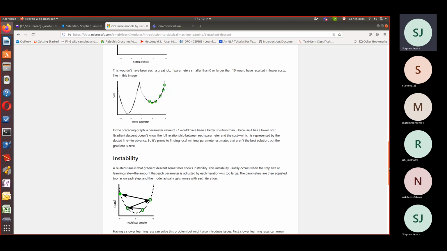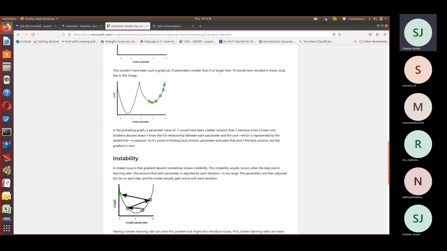So in that preceding graph, the parameter value -7 would have been a better solution than 5 because it is a lower cost. Gradient descent doesn't know the full relationship between each parameter and the cost, which is represented by the dotted line, in advance. So it's prone to finding local minima, parameter estimates that aren't the best solution, but the gradient is still 0. But it's not the best solution because it's not the best lowest cost.